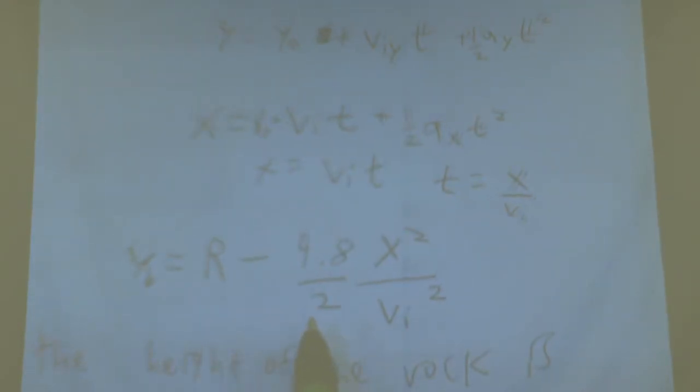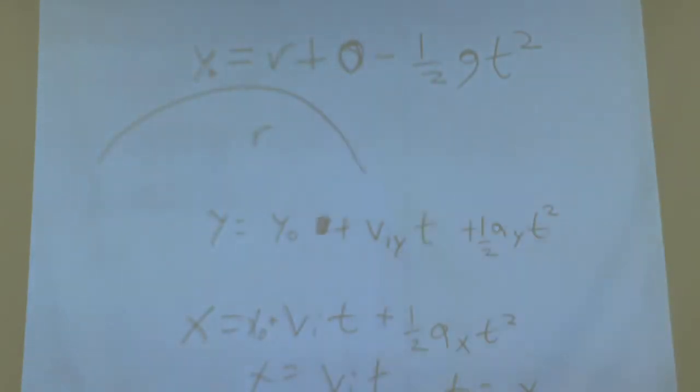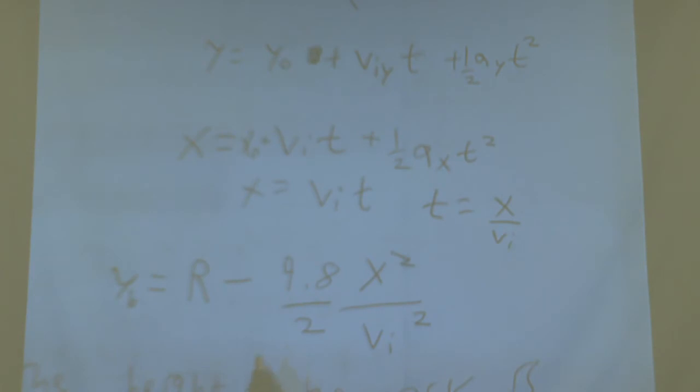This equation right here, I simply took and manipulated a little bit to solve for y. Now, we have this equation. This is the equation for a circle, right? Y squared plus x squared equals r squared. This gives us the position of the rock.